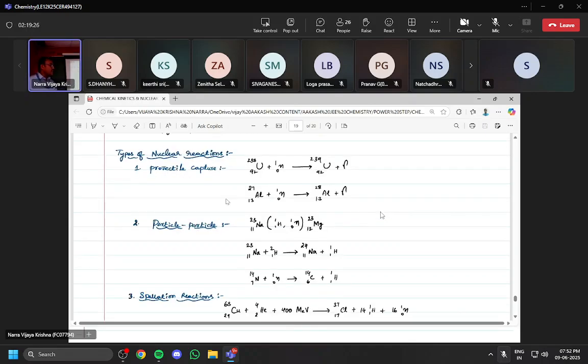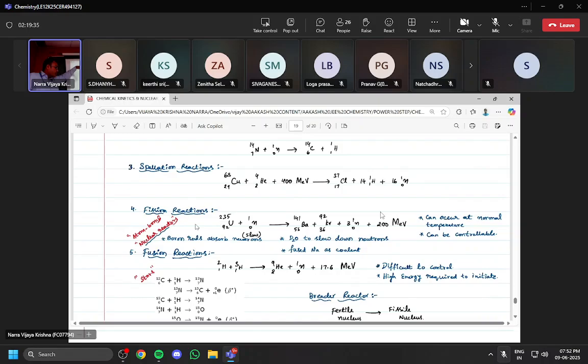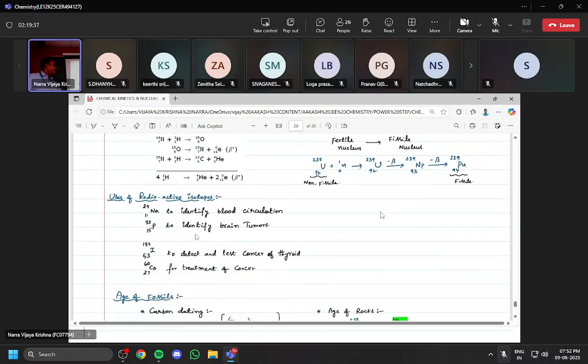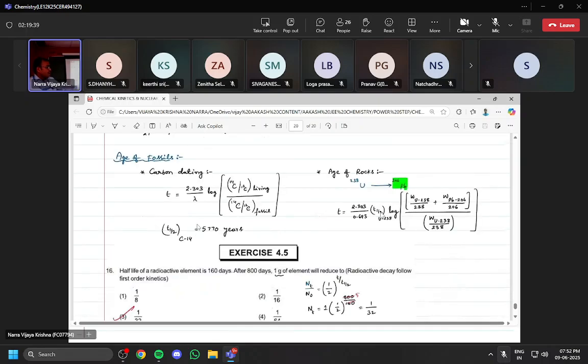Types of nuclear reactions: nuclear fission, nuclear fusion, Bremsstrahlung, spallation reactions. These are just theory, I will explain after this. After that, uses: age of fossils, just now we have seen, age of rocks, we have seen. Done or not? If we discuss a few more concepts, the nuclear chemistry part will be very easy and a small topic, right?